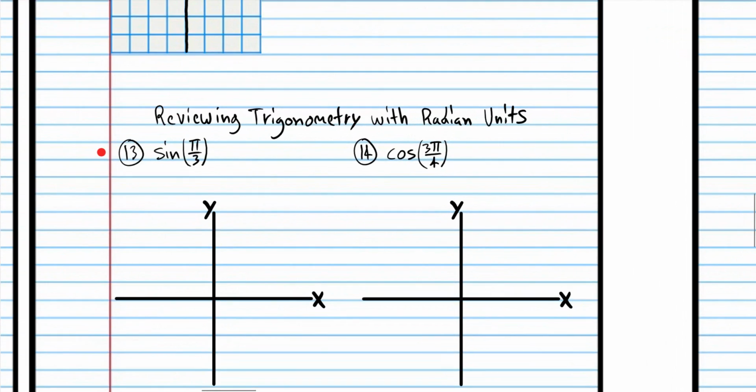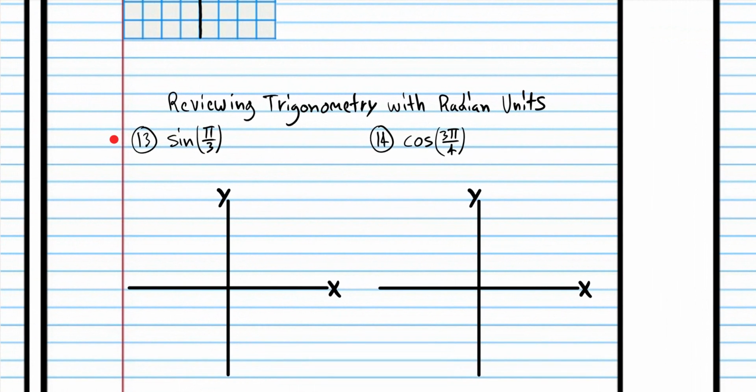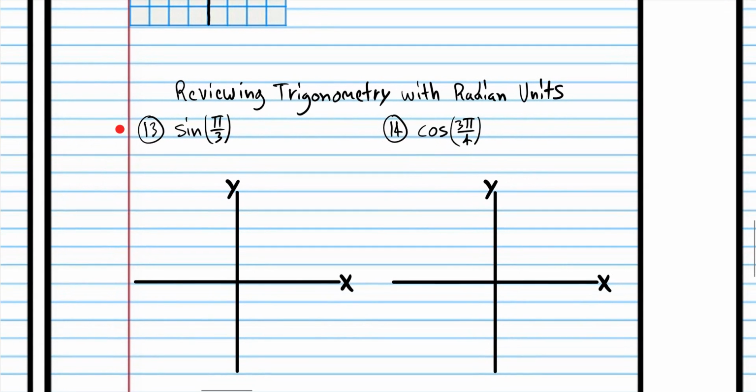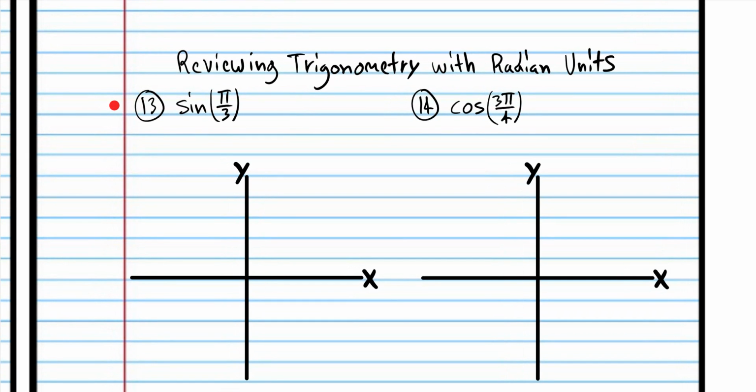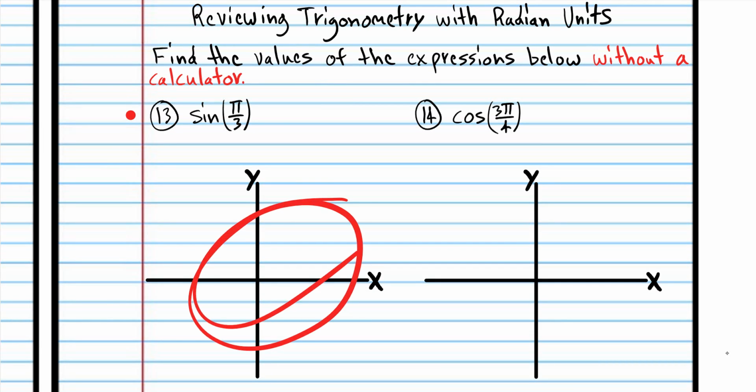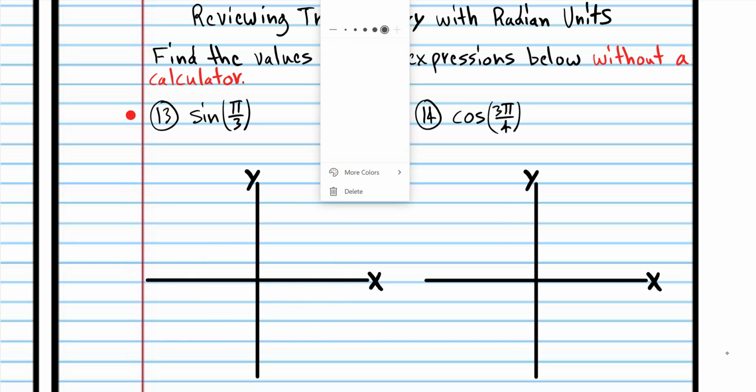So now we're going to do some review with our basic trig functions using radian units. So you should be pretty familiar with these functions, and we're only going to do problems here with special angles or quadrantal angles. So we have sine pi over 3. We need to calculate that, and we need to do this without a calculator. So we don't have to draw a triangle, but just to help you review, we can do that.